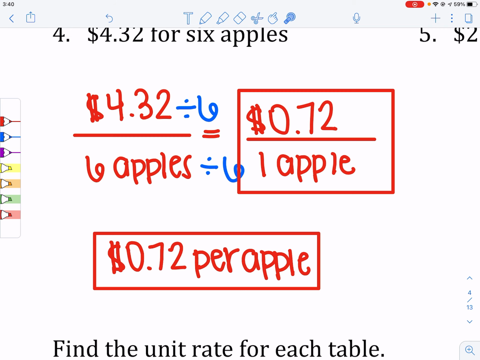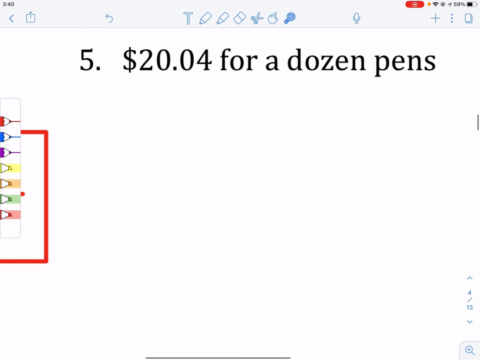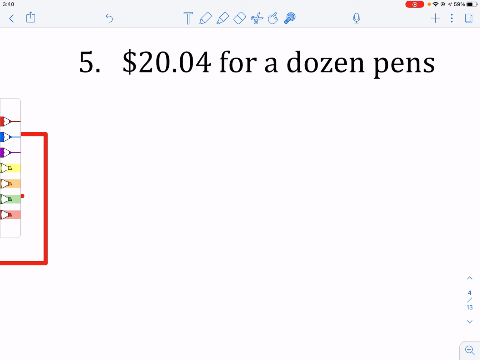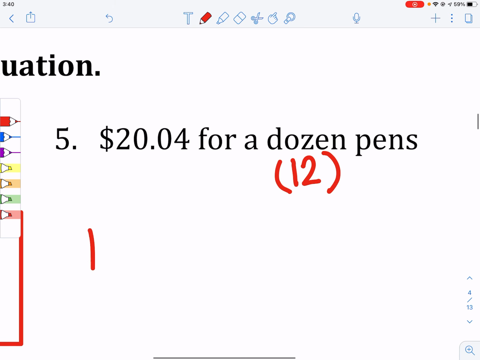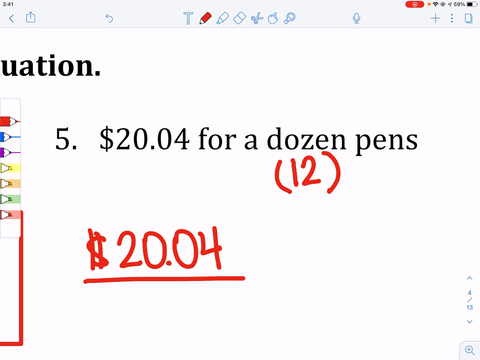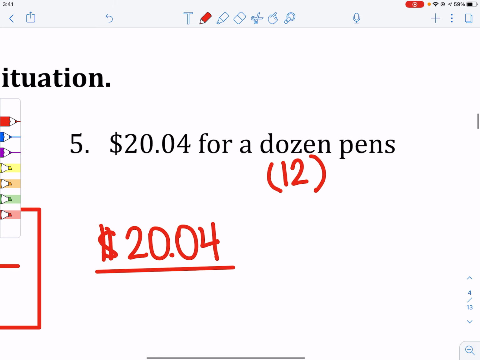All right, so let's take a look at number 5. So for number 5, it's $20.04 for a dozen pens. Let me remind you that a dozen means 12. Okay, so I will set up your fraction for you, and then I'm going to have you finish it up. 12 pens. Okay, so here's your fraction.